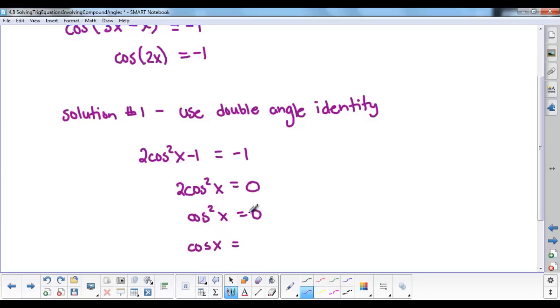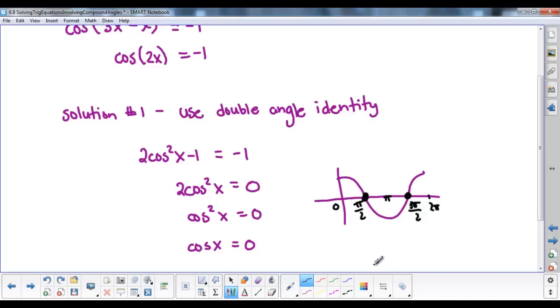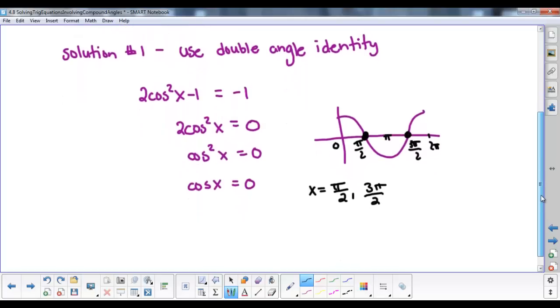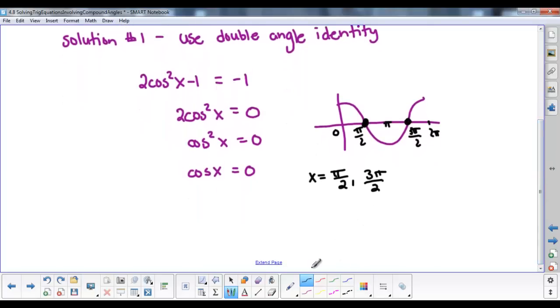And now normally I'd write plus or minus the square root of something, but the square root of 0 is just 0. The solution will come for when cos x equals 0. So I'm going to take a quick look at our cosine graph, and I notice that the graph of cosine hits 0 at pi by 2 and also at 3 pi by 2. Okay, and I'm going to show you a second solution, which is actually going to be quite helpful for some of the future examples that we're going to do in this lesson.